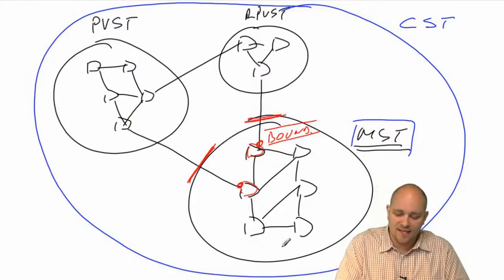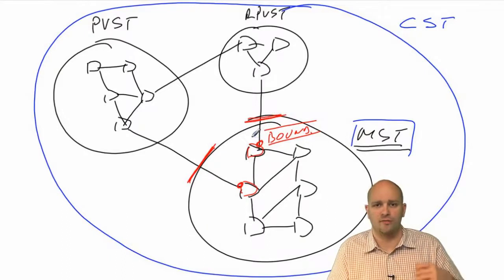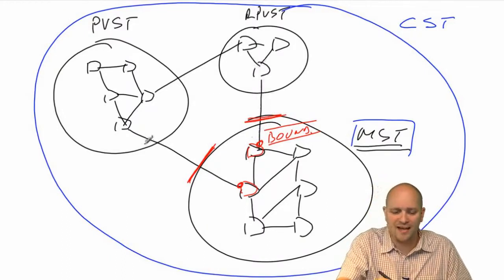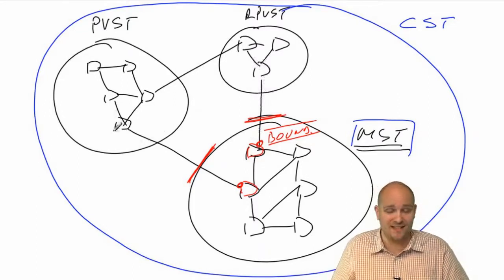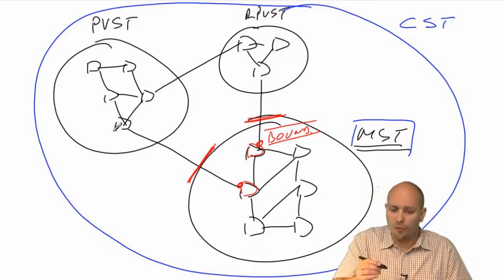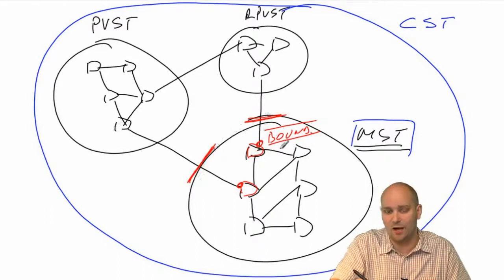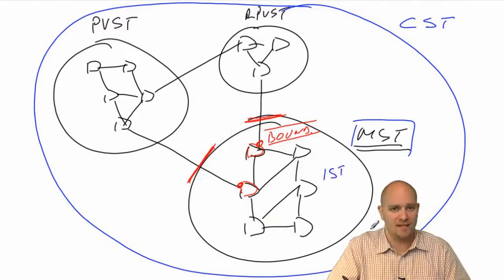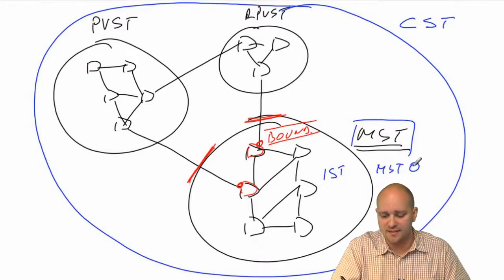However, inside the MST, we still want to preserve our visibility into different instances, into different topologies that we might have, but we really want to hide all that complexity from the outside domains that don't actually understand what MST does. So for that reason, inside our MST domain, inside our MST region, we are going to be running something that is called the internal spanning tree. Now, internal spanning tree is nothing other than the MST instance 0.